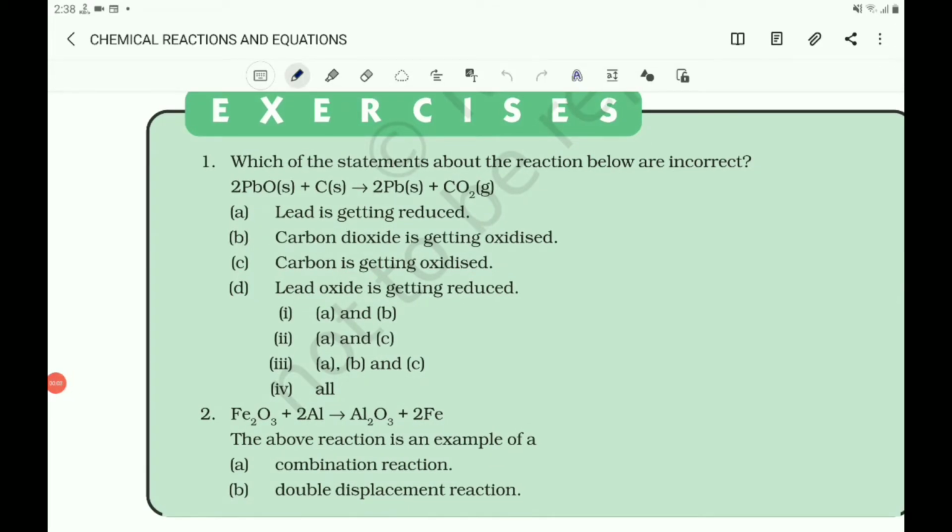Children, it is a continuation of the chapter Chemical Reactions and Equations. Now let us solve the exercise based questions.